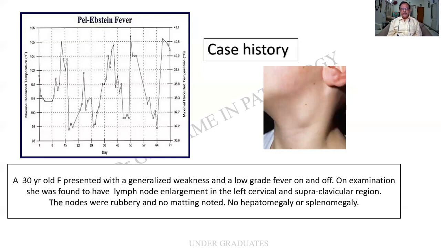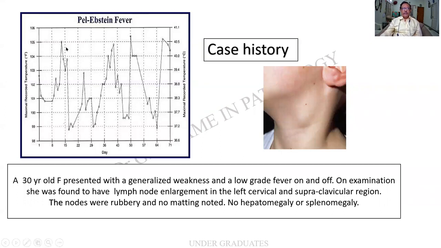A case history. A 30-year-old female presented with a generalized weakness, a low-grade fever, on and off. And the doctor on examination found she was having a lymph node enlargement in the cervix and also in the supraclavicular region. The nodes were rubbery and not matted. No hepatomegaly or splenomegaly was there.